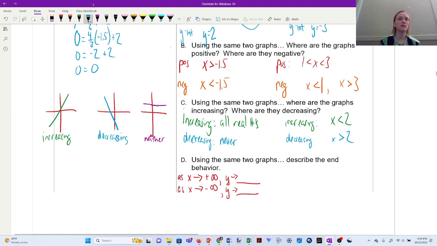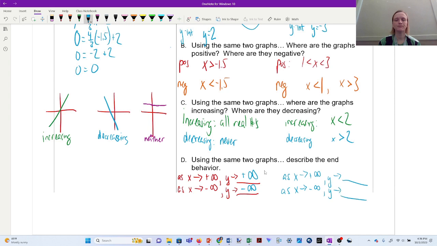So kind of filling in the blanks here, we're going to say as x approaches positive infinity, y also approaches positive infinity. And as x approaches negative infinity, y also approaches negative infinity. For graph B, we're going to need to do the same thing. So we're going to have to come up with two statements. As x approaches positive infinity, what happens to y? And as x approaches negative infinity, what happens to y?